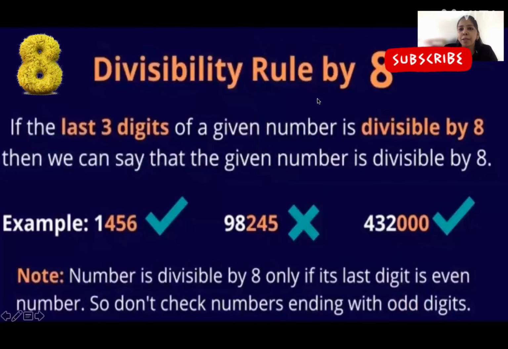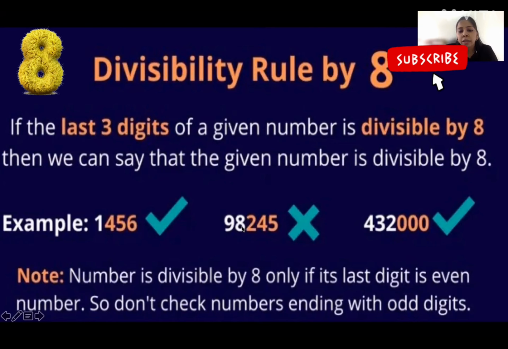Next one is divisibility rule by 8. If the last three digits of a given number are divisible by 8, then we can say that the given number is divisible by 8. For example, 1456, and the last three digits are 4, 5, and 6. So 456 is divisible by 8.